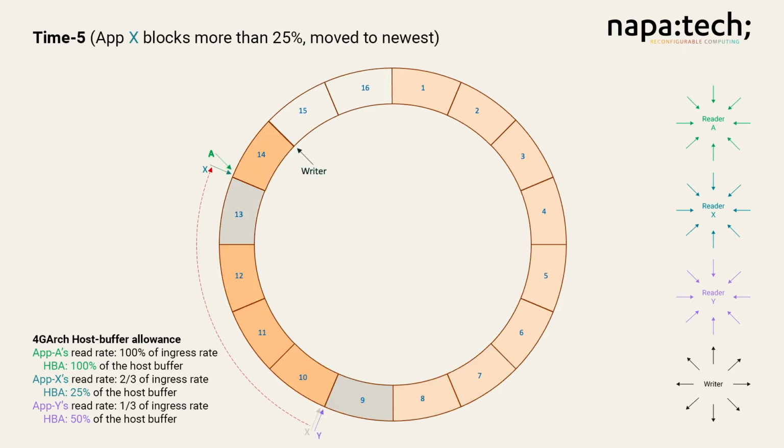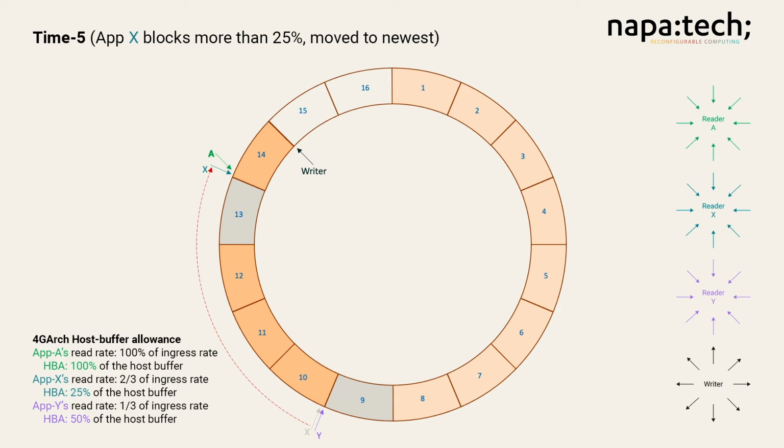At this time, application X requests to read segment 10, but since application X is now blocking segments 10, 11, 12, 13 and 14, which is more than the allowed 25%, the segment that application X is assigned for reading will be segment 14, the newest segment. That means that the read pointer for application X is now moved to segment 14 instead of segment 9.